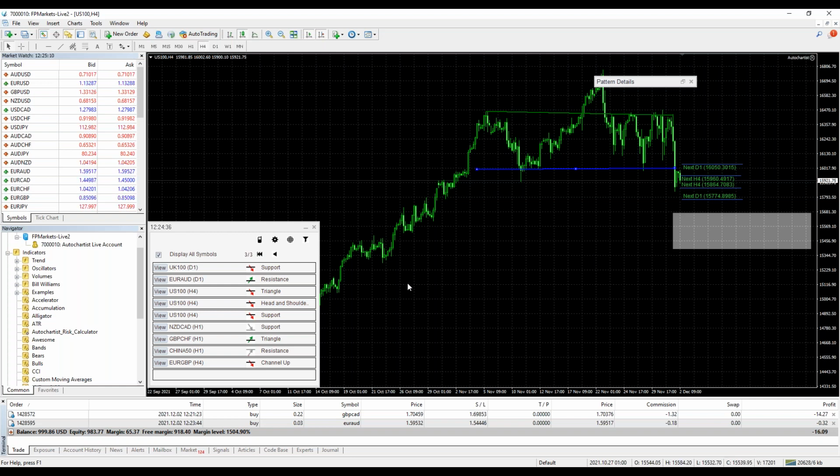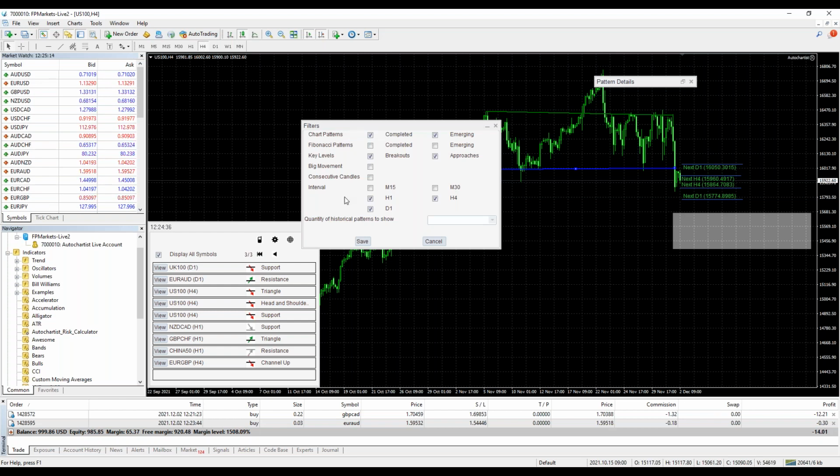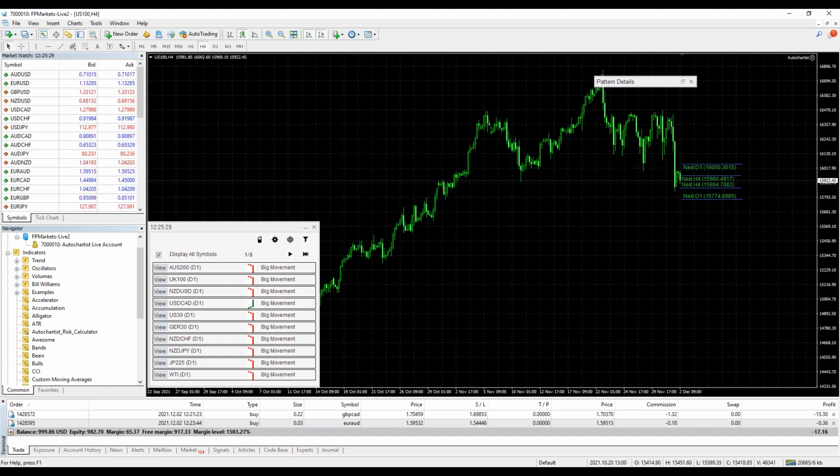Okay, let me show you a couple more features while we're at it. There is a type of trading setup that we've also identified. It's called consecutive candles, and I'll just disable all these other things and just enable big movement to consecutive candles for a moment. So here we go, big movement. I'm going to try to find a consecutive candles opportunity.